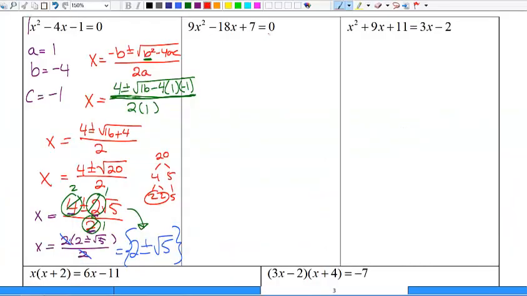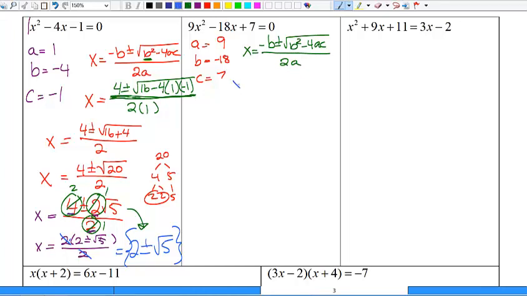On our next problem, is it in standard form? Yes. So it does equal 0. Great. What's my A, my B, and my C? Looks like A is positive 9, B is negative 18, and C is positive 7. I'm going to write out my formula because I'm trying to memorize it. X equals negative B plus or minus the square root of B squared minus 4AC all over 2A.